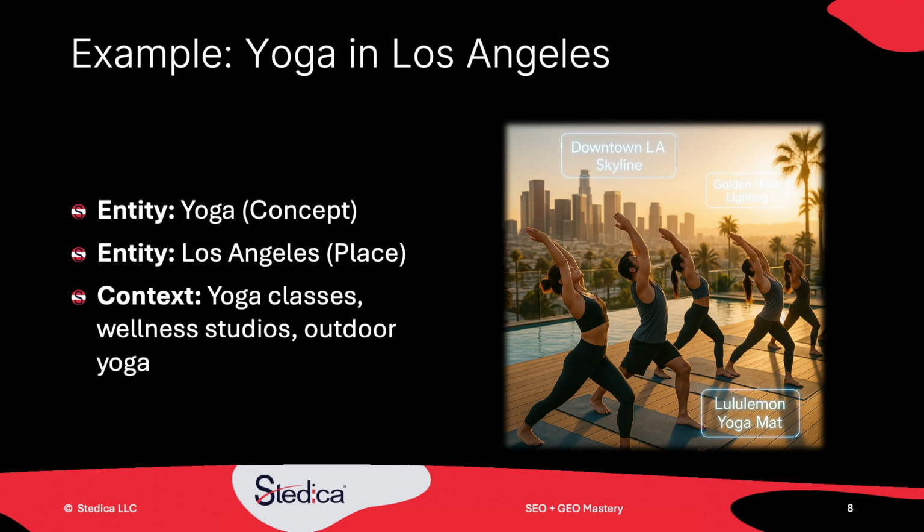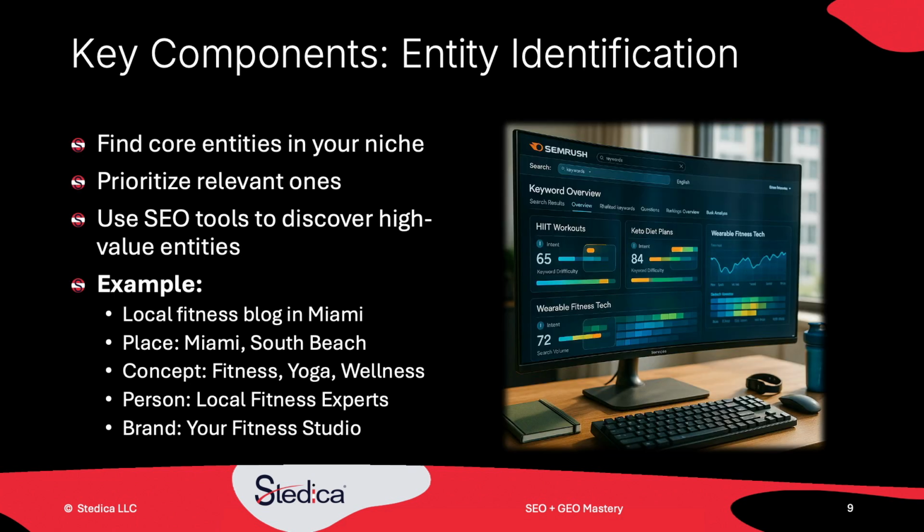The key components of entity graph optimization. 1. Entity identification: identify the core entities in your niche, such as places, brands, products, and concepts. Prioritize the entities directly related to your content. Use SEO tools like Google Search Console or SEMrush to discover high-value entities.